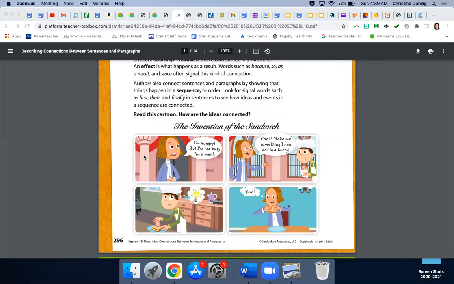So let us take a look at this first frame. And he's saying, I'm hungry, but I'm too busy for a meal. And in the next frame, he goes and talks to the cook and says, cook, make me something I can eat in a hurry. And in the next frame, we're seeing the cook busy at work here. And in the last frame, we're seeing the Earl of Sandwich saying, yum, and he's, of course, eating.